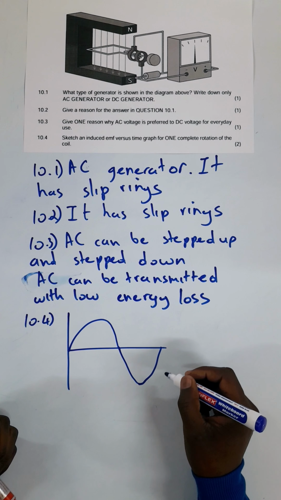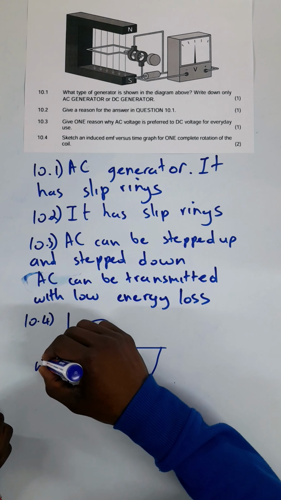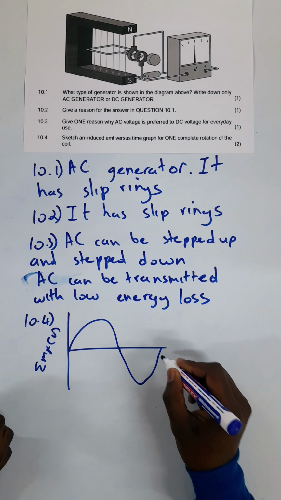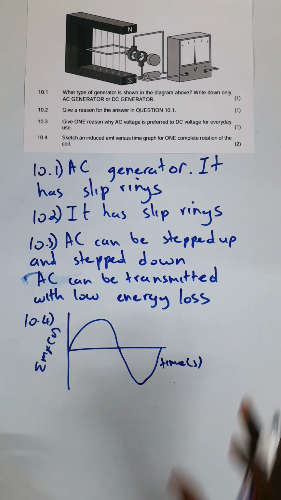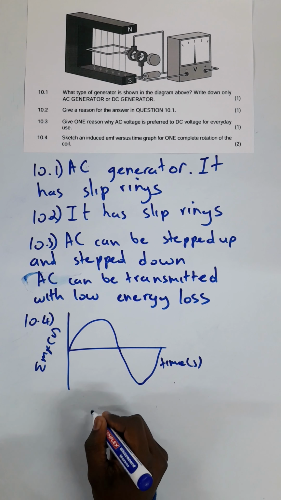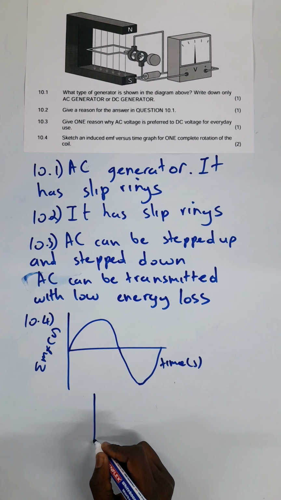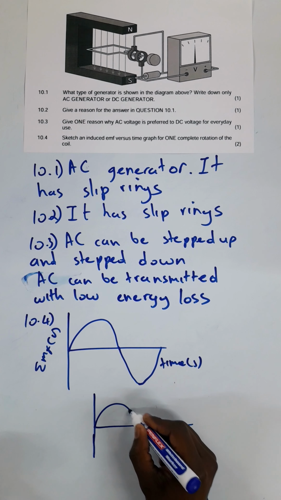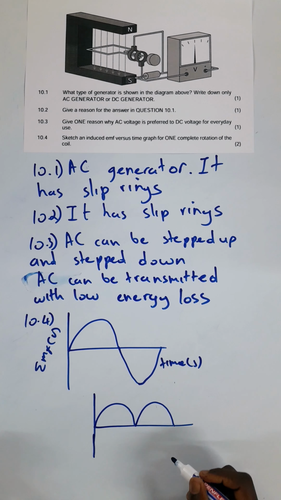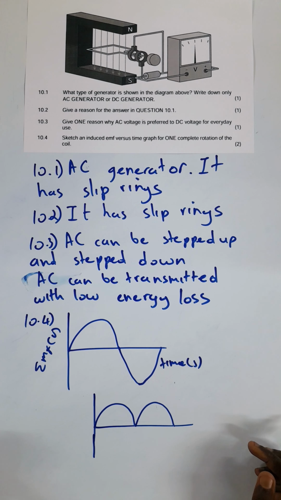So here we have induced EMF in volts, and here we have time in seconds. And then it's an AC graph here. If it was a DC generator, we would have a different graph, a graph that does not show a change in direction, just a fluctuation of the magnitude of the induced EMF. It would not change the direction of the current every half a cycle like an AC would.